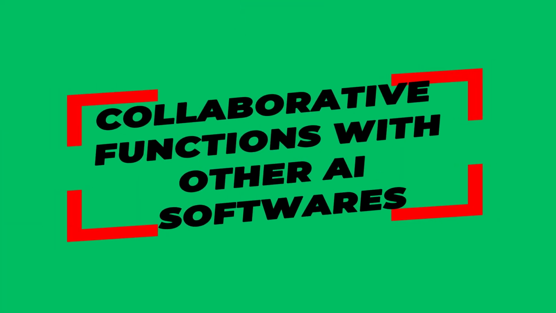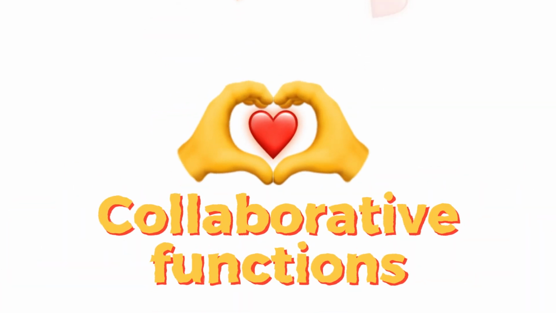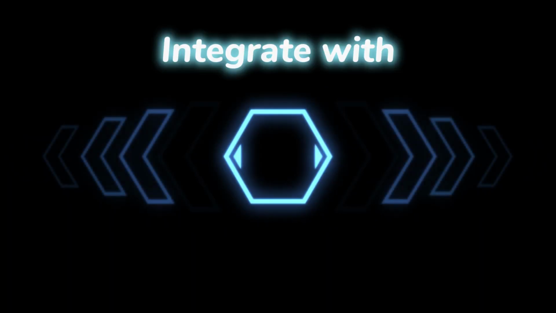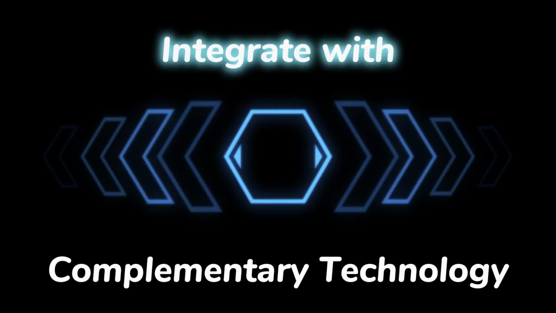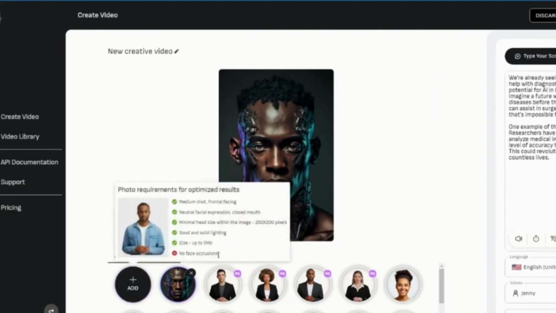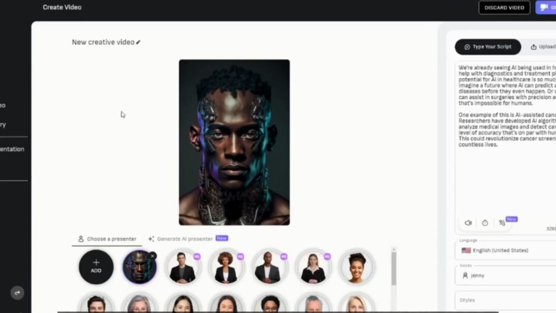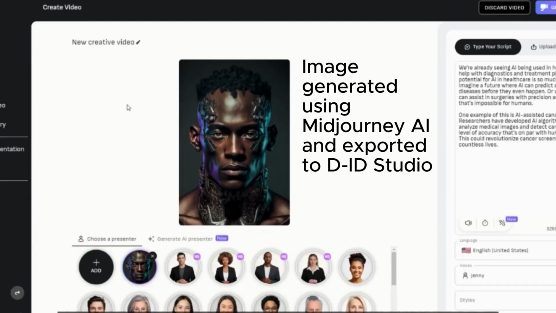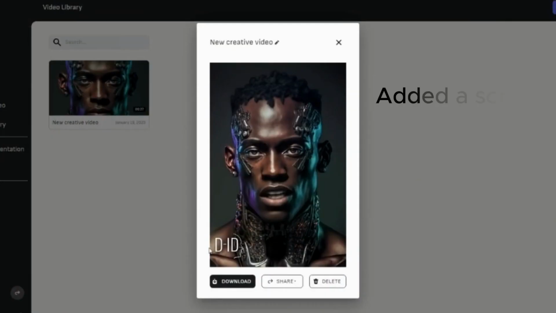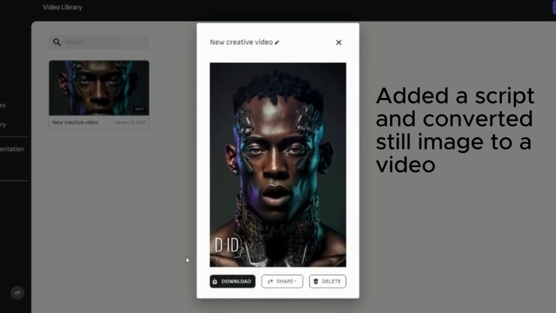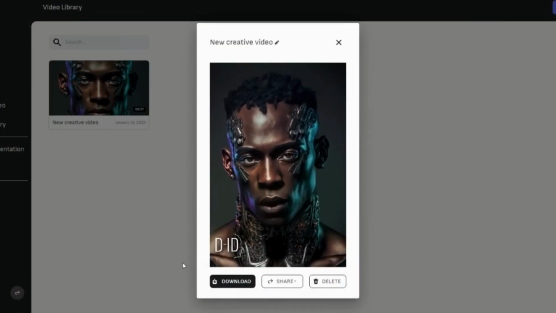5. Collaborative functions with other AI software. Lastly, Midjourney AI offers exciting collaborative functions when paired with other AI software. By integrating with complementary technologies like DALL-E, D-ID Studio, and Stable Diffusion, Midjourney expands its creative potential. These collaborations enable artists and developers to push the boundaries of AI-generated art and innovation.